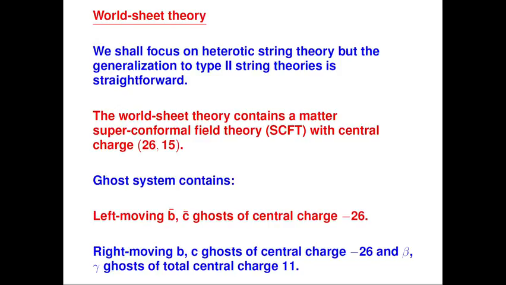And the ghost system of the heterotic string theory contains the usual left moving ghosts b bar and c bar, which carry a total central charge of minus 26 and cancel this 26 over here. In the right moving sector, it has the bc ghosts, which carry central charge of minus 26. But besides the bc ghosts, it also carries beta gamma ghosts, which are associated with the worldsheet supersymmetry, and these have total central charge of 11.